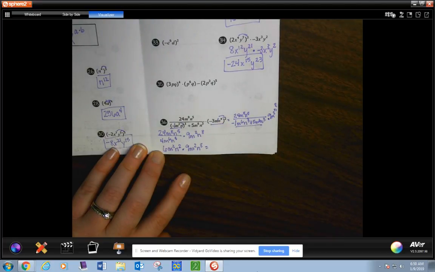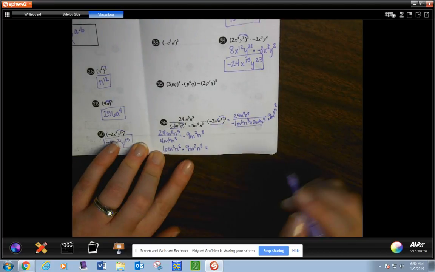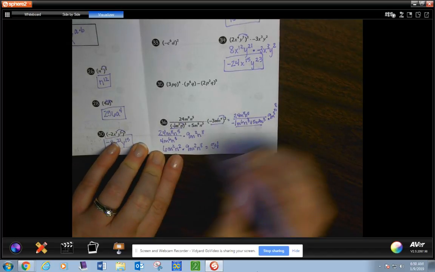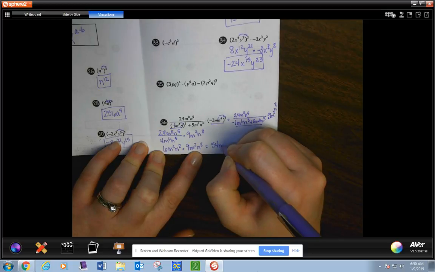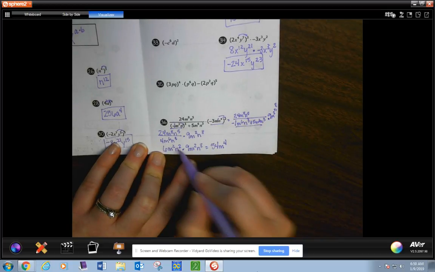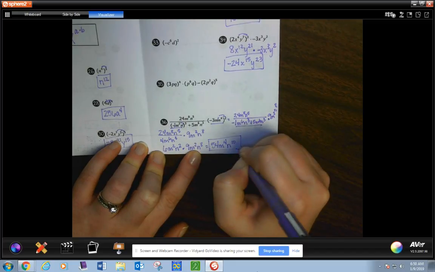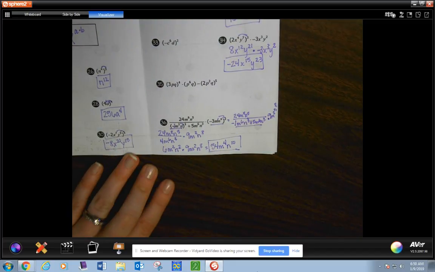And now I just have to finish my multiplication. So 6 times 9 is 54. M2 and M2 we're now adding, so I have M4. And N2 and N8, when I add, I get N10. I no longer have any symbols or operations going on in my problem, so that's my final answer. Okay, go ahead and finish those. Call me over and let me check those once you're done.